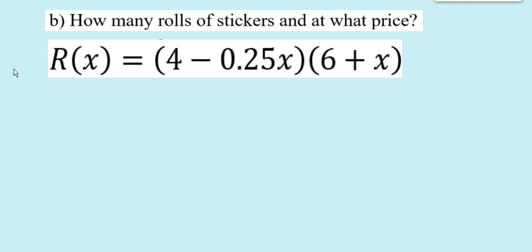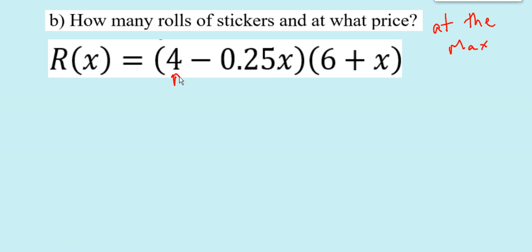Part B says how many rolls of stickers and at what price. And so obviously that's connected to question A. We're looking for the maximum. So when we maximize the revenue, how many rolls of stickers will we sell and what will the price be?